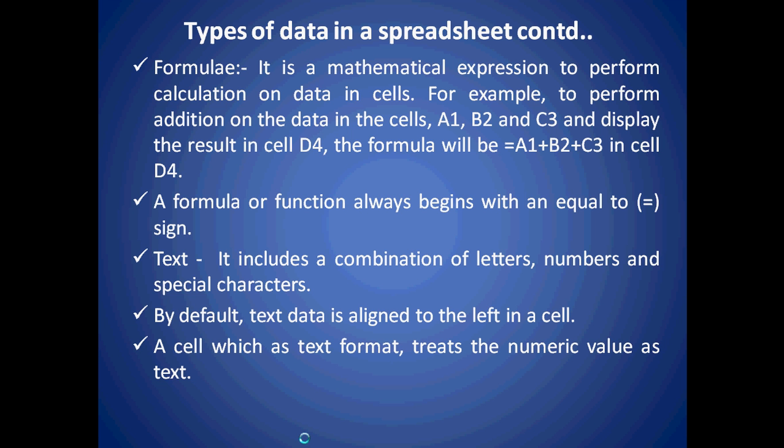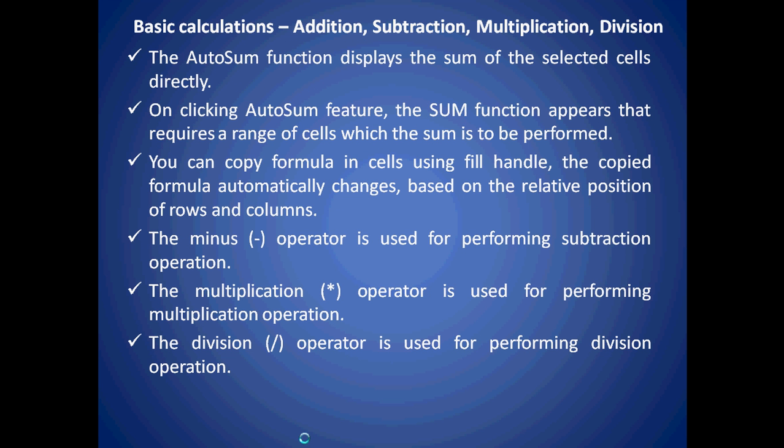A cell which has text format treats the numerical values as text. So this is the advanced thing. The main purpose of any spreadsheet program is to perform a wide range of calculations easily and fast. So a spreadsheet program provides this kind of facility, so we can perform addition, subtraction, multiplication, division and many more. We can perform so many types of calculation.